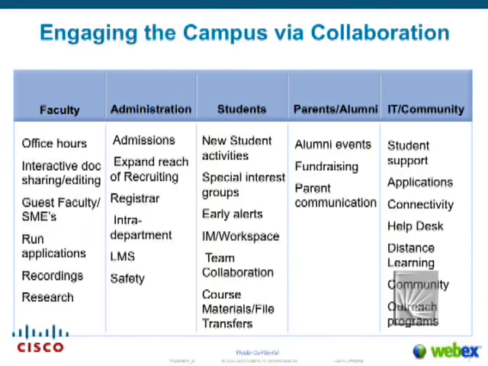So, what are the major groups within a university environment? Certainly faculty, administration, students, parents, alumni, and then the IT and the outside community. I like that term this morning, town to gown. It kind of says it all. How do you engage the community in the university? Certainly, you talked about already having office hours. Also, interactive document editing and sharing.